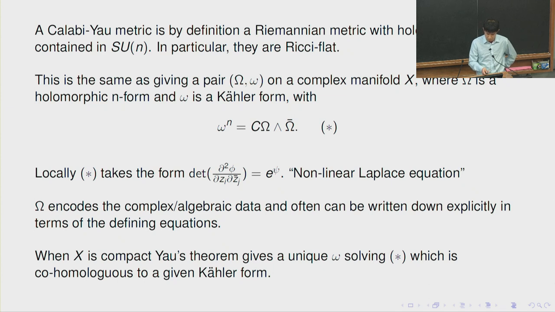So when this manifold X is compact, Yau's theorem gives a unique little omega solving this equation, which is cohomologous to a given Kähler form. So this is a PDE existence result. Very rarely can one write down an explicit formula for little omega. In Albrecht's talk, he mentioned that when X has dimension 1, it's an elliptic curve, and you can write down this little omega. But in higher dimensions, it's not known whether we can find an explicit formula for this metric.